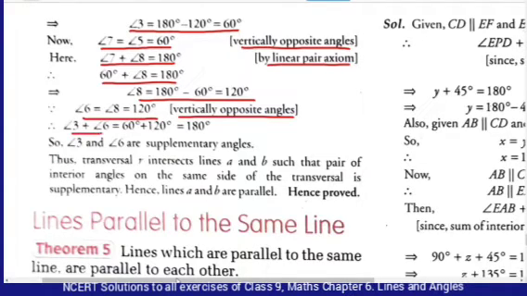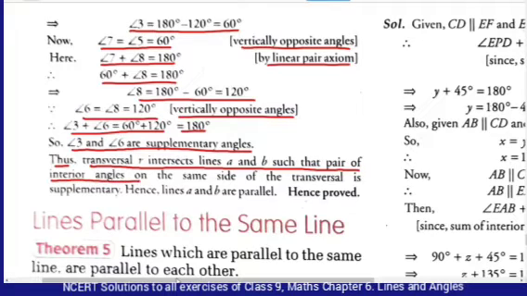Angle 6 is equal to angle 8. Both are 120 because of vertically opposite angles. And angle 3 plus angle 6 is equal to 60 plus 120, which is 180 degrees. Angles 3 and 6 are supplementary angles. Thus, transversal R intersects lines AB and CD such that a pair of interior angles on the same side of the transversal is supplementary. Hence, lines AB and CD are parallel.